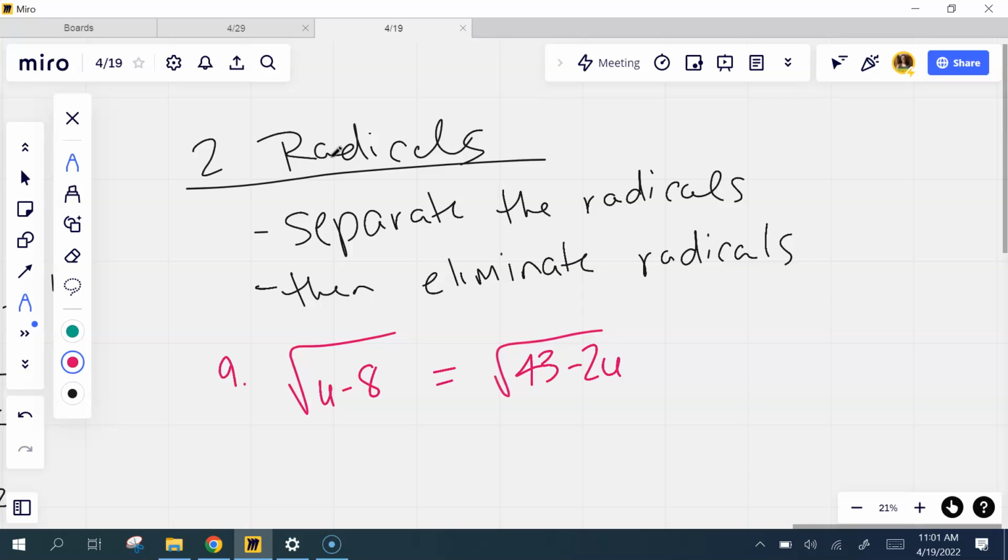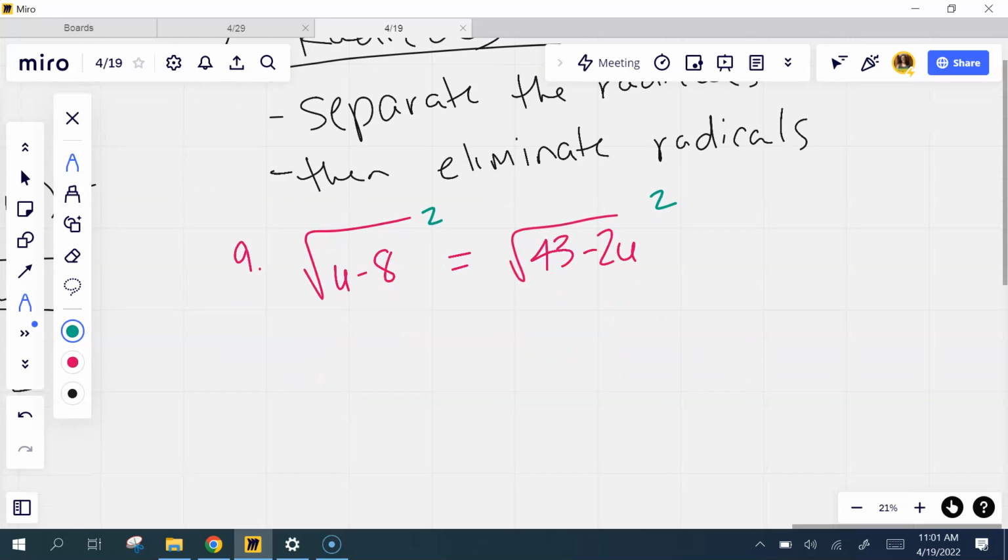That's exactly right. Raise them to the second power. Put a 2. So several of you all said the same thing. If I do this, I end up with u minus 8 equals 43 minus 2u. And now this is a solvable equation for me, right? What should I do first? Add the 8. So I get u equals 51 minus 2u. What now?